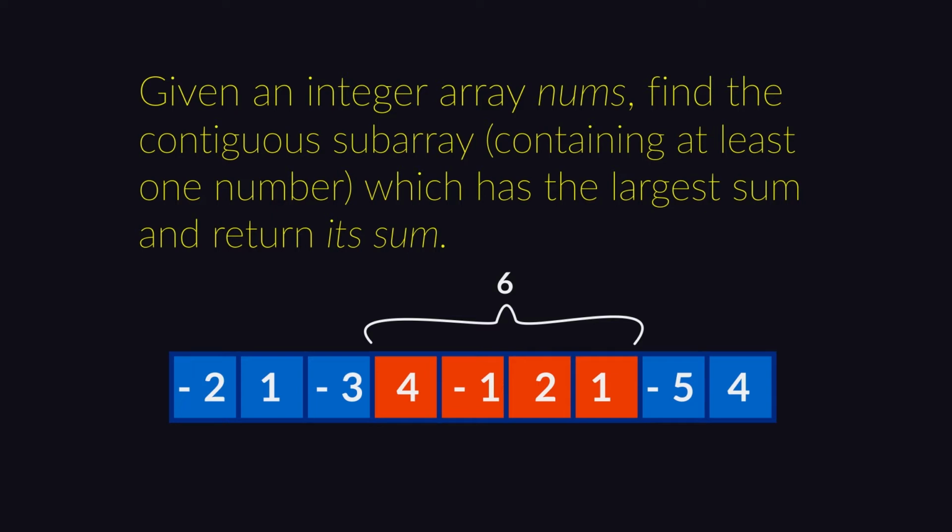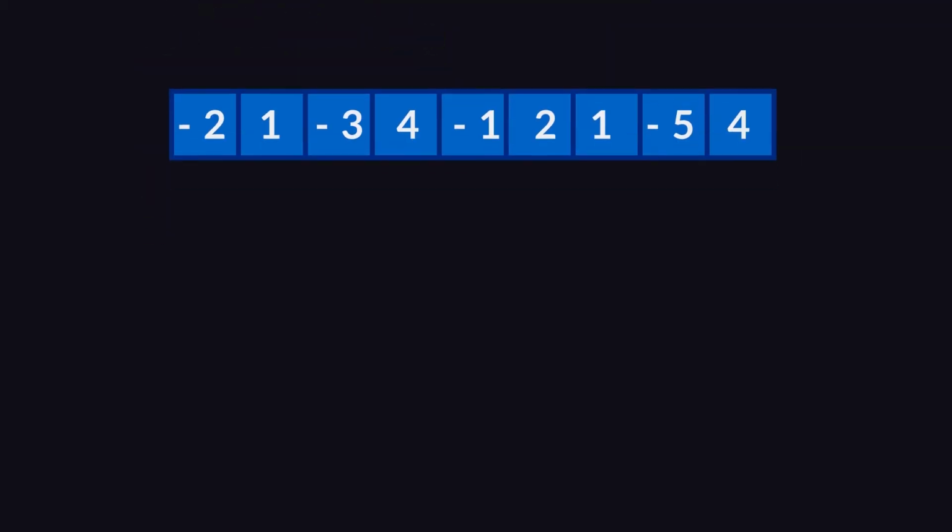The easiest way to solve this problem would be to sum every possible combination of consecutive elements and store the maximum value. Let's solve this problem using this method, and after that we'll solve it again with a better approach. Let's call this array nums. Let's take two variables, sum and max, and initialize max with the first element of the array.